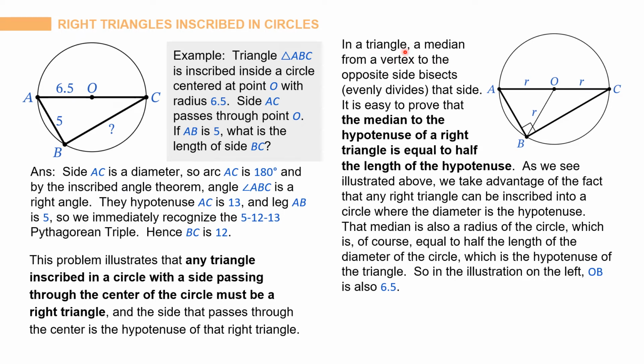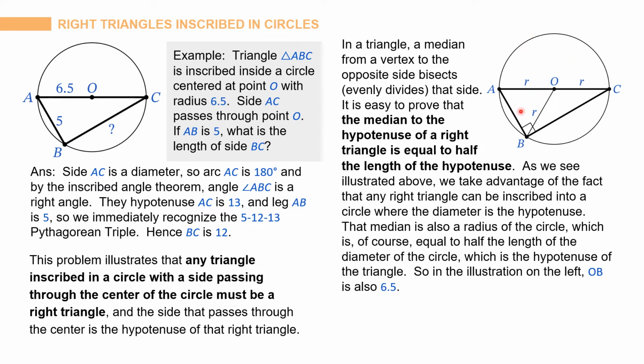In a triangle, a median from a vertex to the opposite side bisects, or evenly divides, that side. It's easy to prove that the median to the hypotenuse of a right triangle is equal to half the length of the hypotenuse. So we're saying for any right triangle, if I draw the median connecting from the right angle to the hypotenuse, the length of this median is going to be equal to half of the hypotenuse.